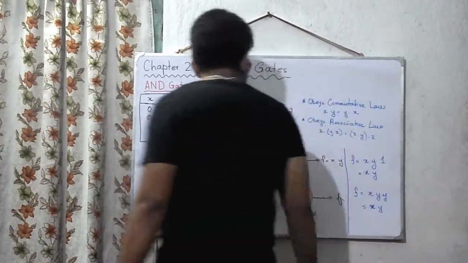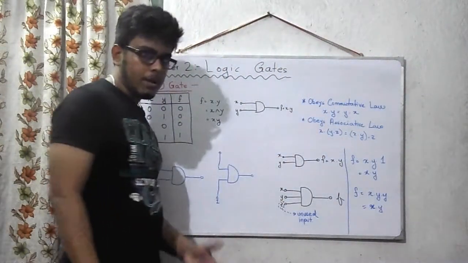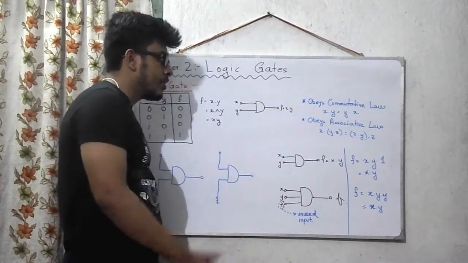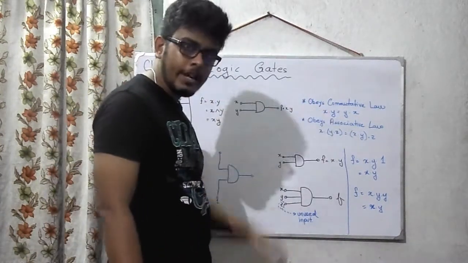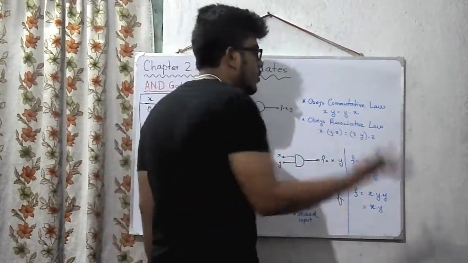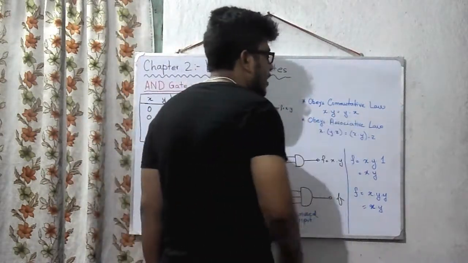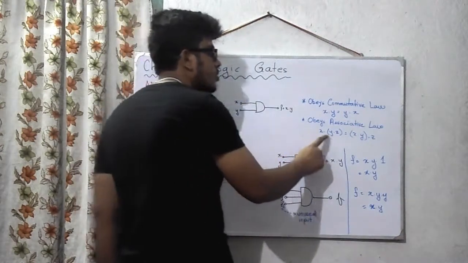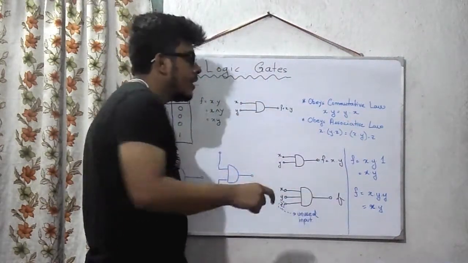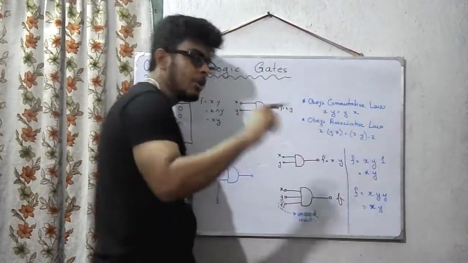Now talking about some properties of the AND operation: the AND operation is commutative. That means x dot y is equal to y dot x. Nothing to explain. In fact, it also obeys the associative law, that is x dot y dot z is the same as x dot y dot z.